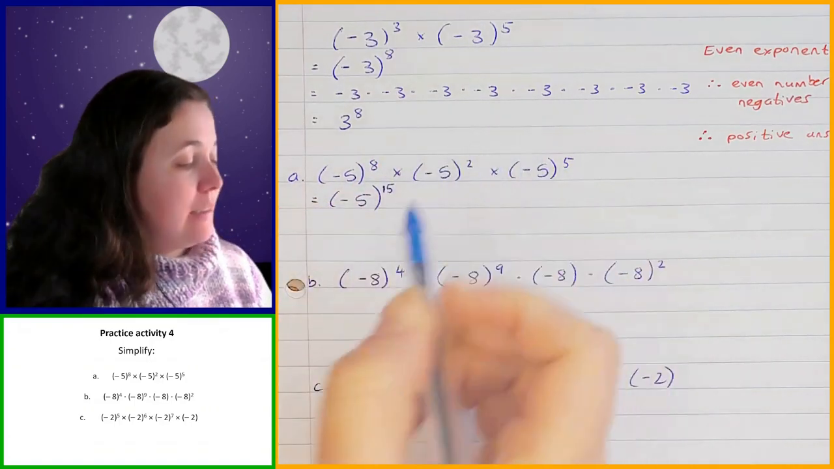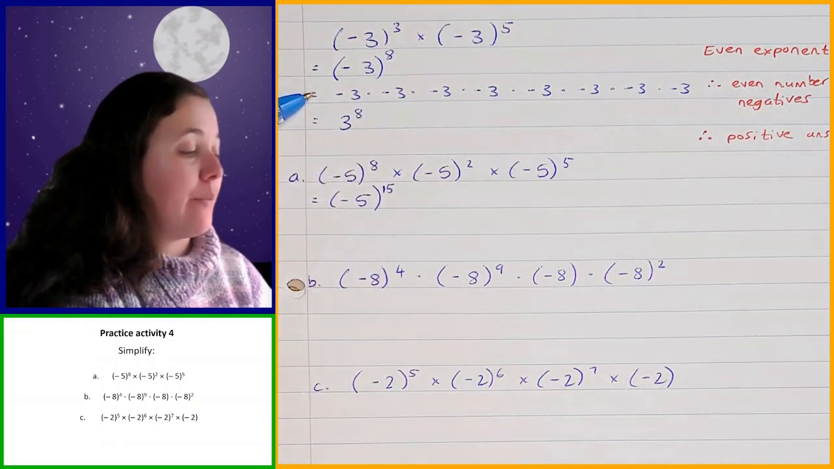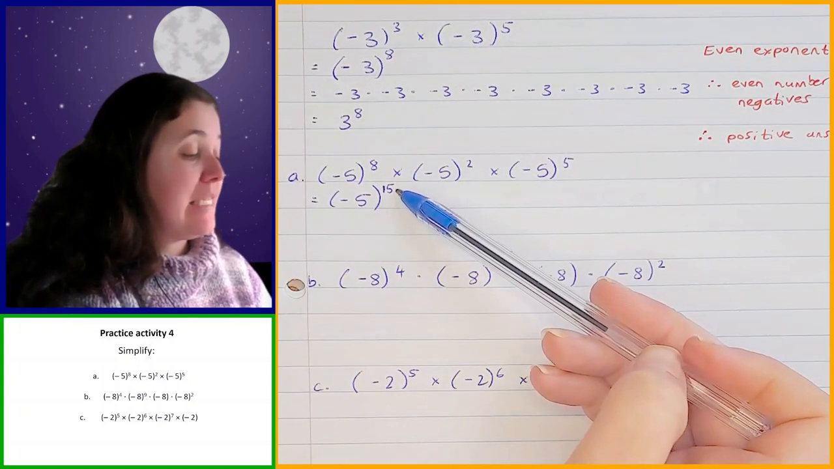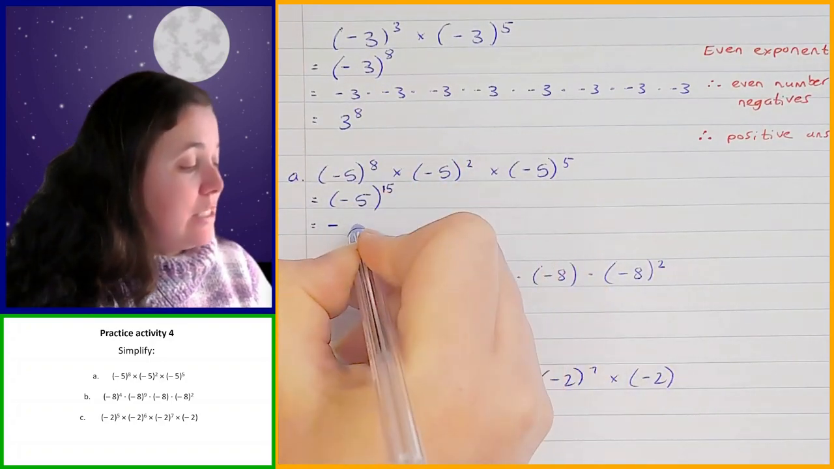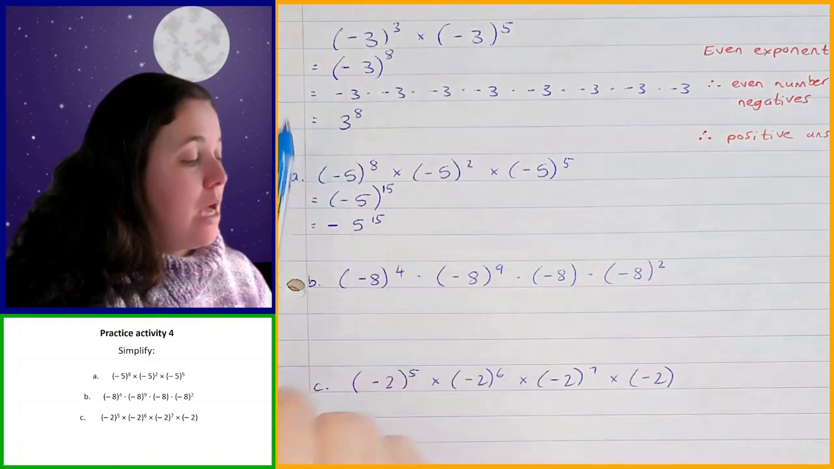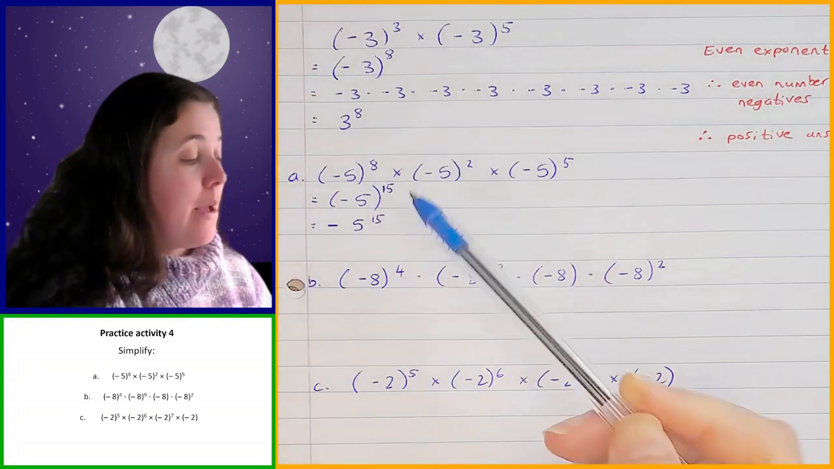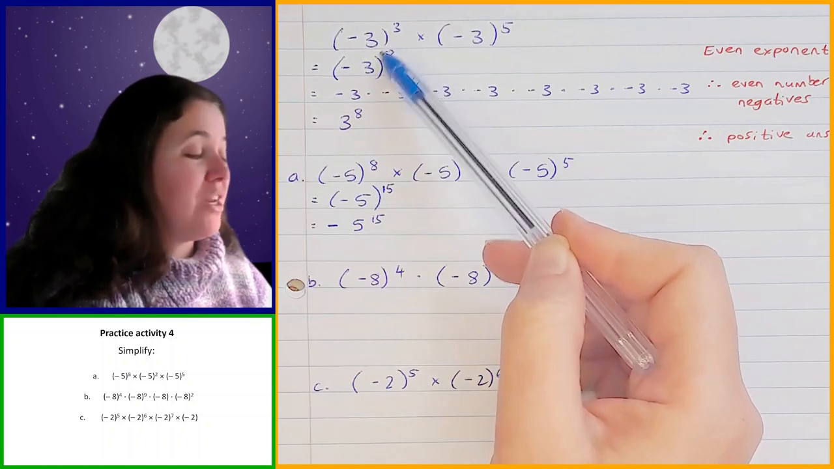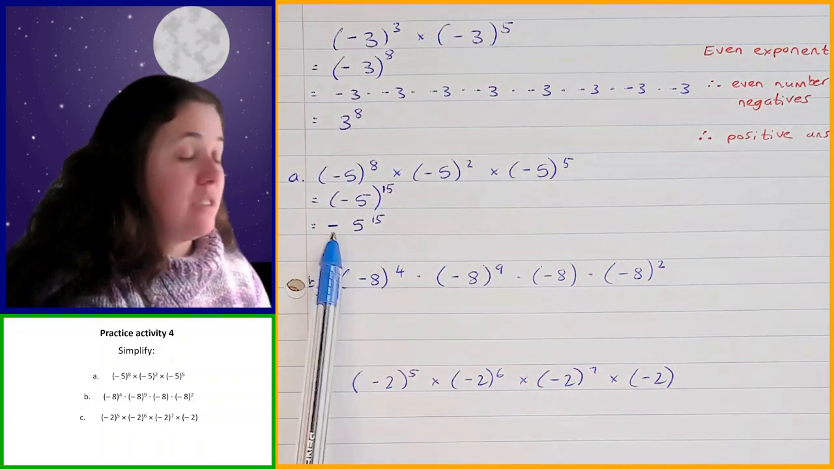Now we want to get rid of our brackets, just like we did over here, but we're going to skip out the step where we wrote it all out like that. We don't need to do that because we can just look at the exponent and see is it even or is it odd. So in this case, it is odd, which means that I'm going to end up with a negative, and then it's 5 to the power of 15. So the exponent stays the same, the base stays the same, but I'm just determining whether it's positive or whether it is negative, based on the exponent. If the exponent is even, then it's going to be positive. But if the exponent is odd, it's going to stay negative.